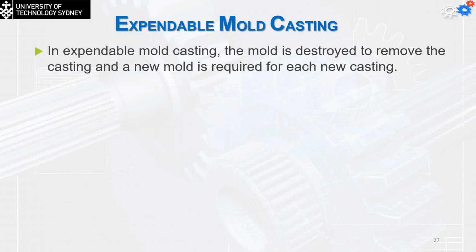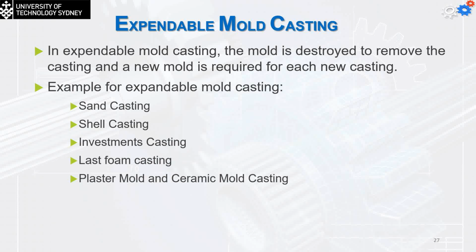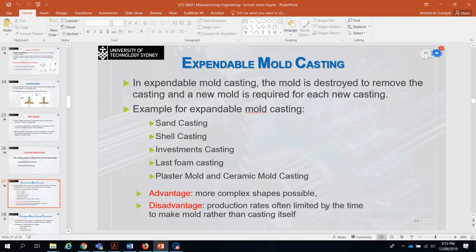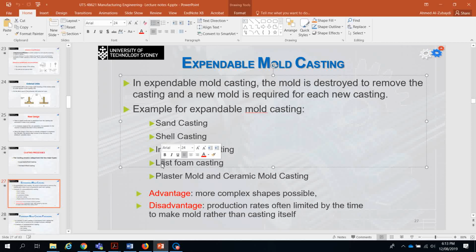The examples for the expandable casting are the sand casting, the shell casting, the investment casting. Actually, this is lost foam casting. I'm going to change that now. Okay, lost foam casting and the plaster mold and ceramic mold casting. In all these cases, we have to destroy the mold to take off the part.